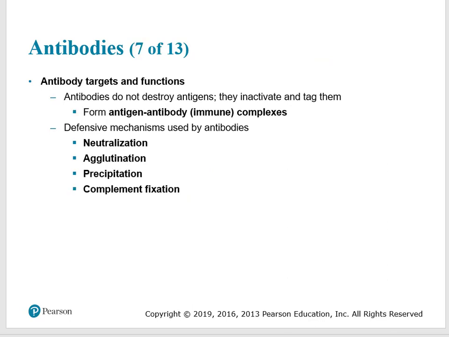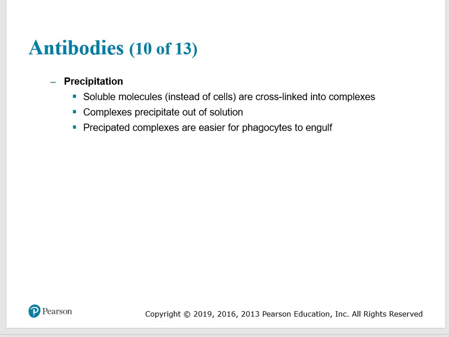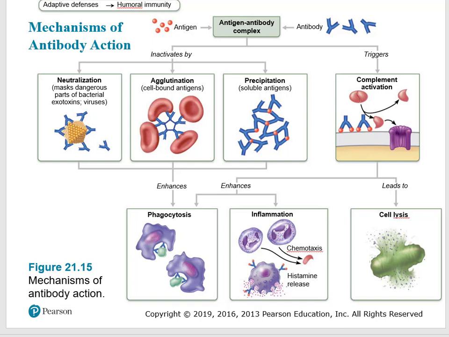So once they bind to these antigens, these targets, what happens to these antigen antibody complexes? You can actually have certain things happen after you have an antigen antibody complex. You can neutralize, you can agglutinate, you can precipitate, or you can have complement fixation done. So let's look at a picture that we have. This is what happens after you have an antigen antibody complex formed.